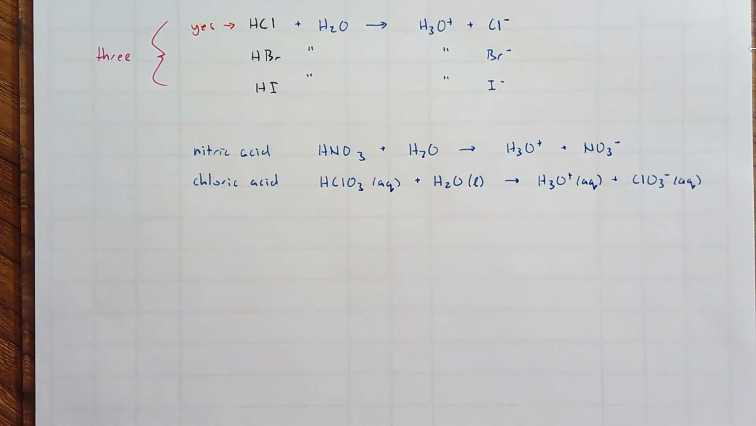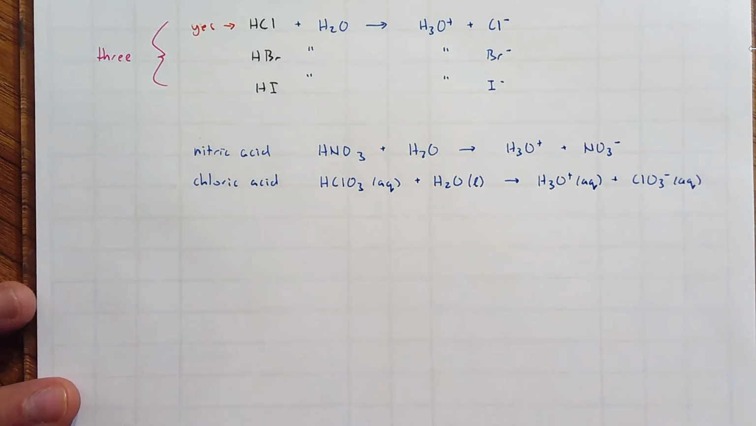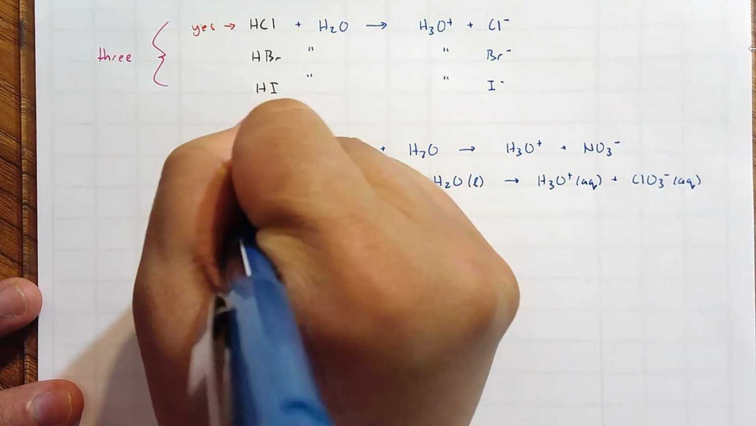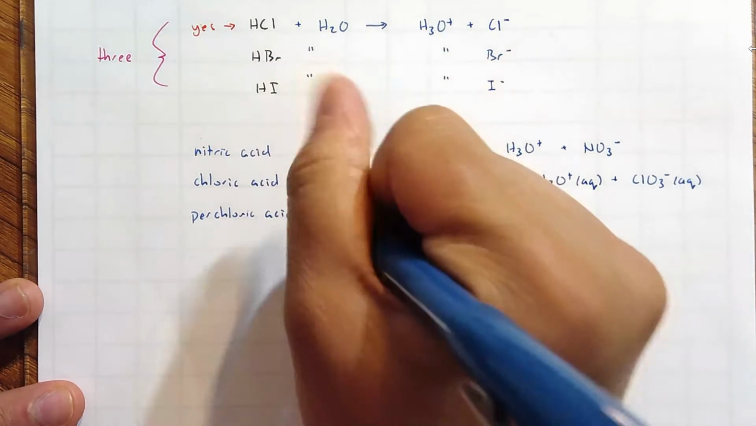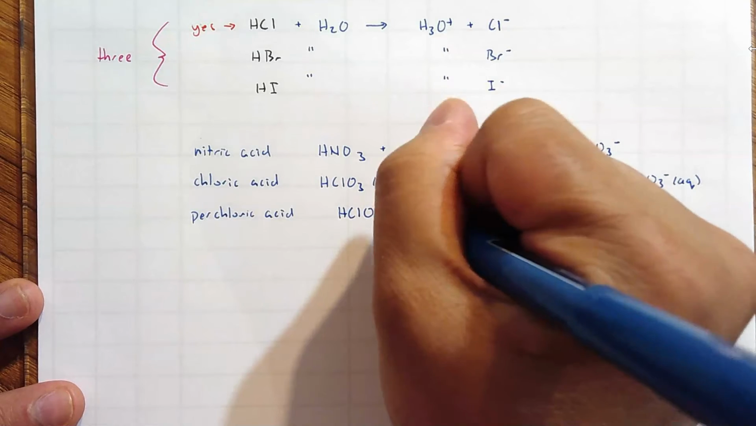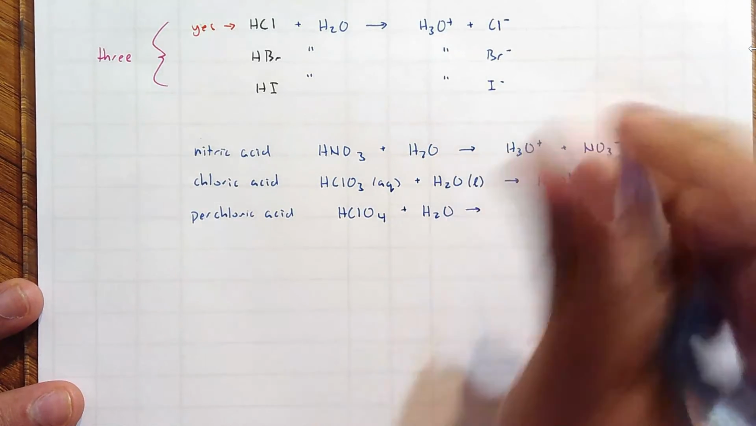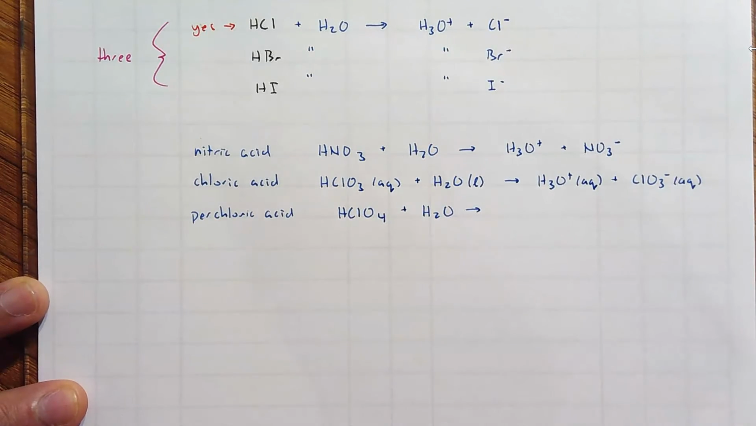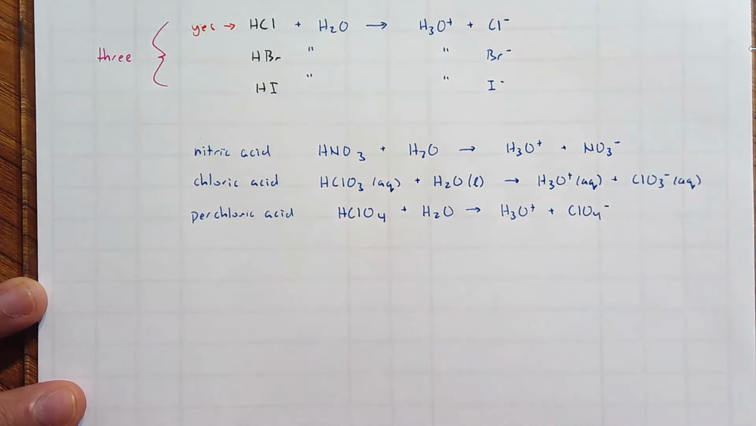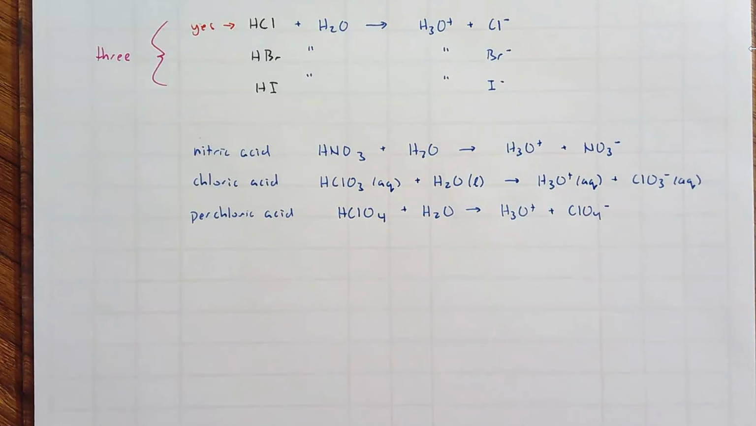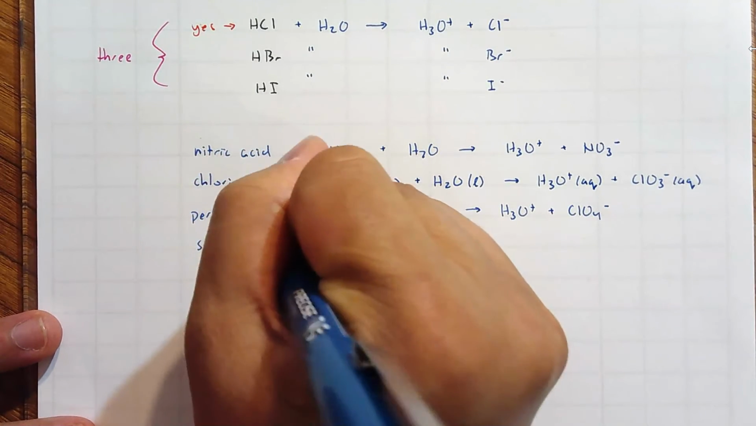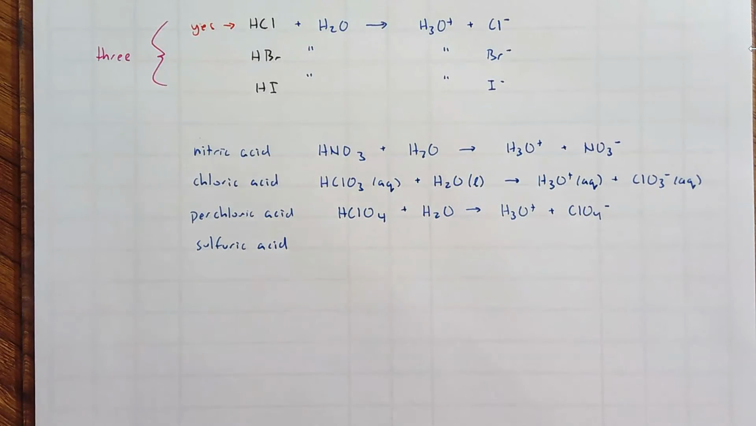The next one is perchloric acid, from perchlorate. That is HClO4. Again, I'm not going to put the phases here. You've seen it already in this example, the second one. H3O plus, ClO4 minus. The last one is a little bit tricky. It is sulfuric acid.